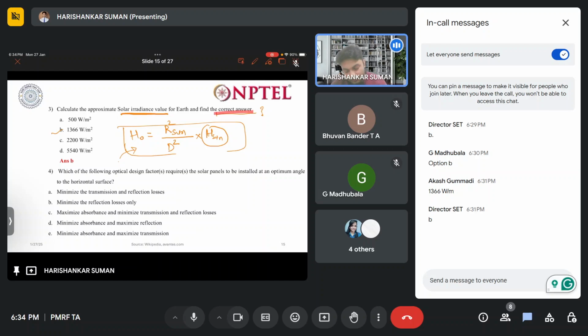Right. So the next question. Which of the following optical design factors requires the solar panel to be installed at an optimal angle to the horizontal surface? Any idea for optical designing?